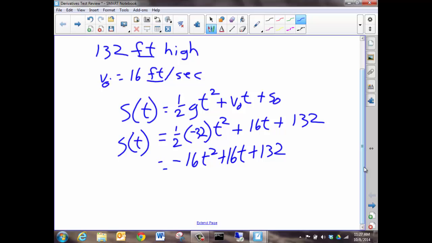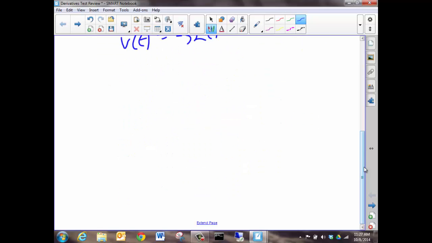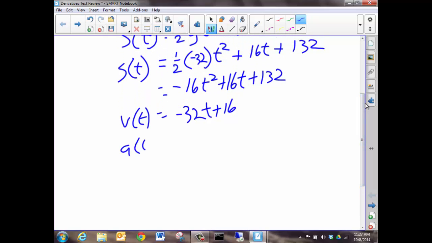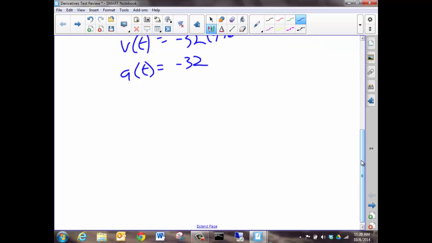So what are some other questions I could ask off this? What's the velocity? How do you find it? Derivative. Find the derivative of this. That's negative 32t plus 16. Find the acceleration. Acceleration is the derivative of that, which is negative 32. Acceleration is also gravity. We know that, so it has to be negative 32. All right, so those are kind of our functions.